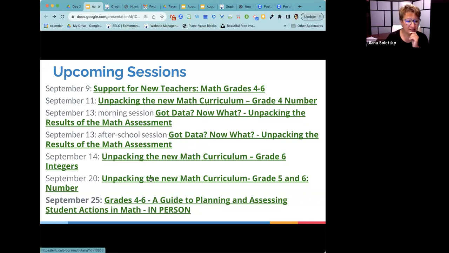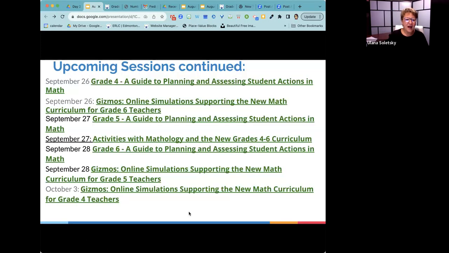September 14th is unpacking the new curriculum. September 20th is unpacking the new math curriculum. September 25th is planning actions. Tammy is doing a grade 4 to 6 session with her document, the one that she did on Monday, Tuesday or Wednesday. So she's also doing one just for grade 4s about the verbs and the nouns, the action words in grade 4. People were asking about gizmos.